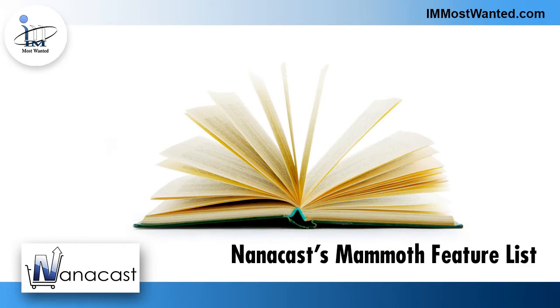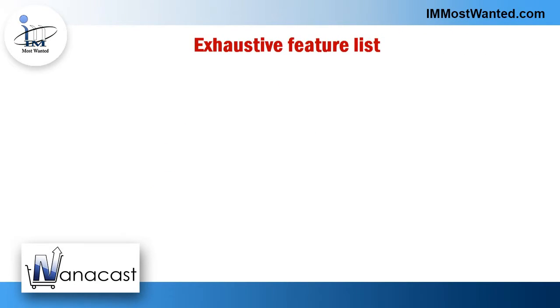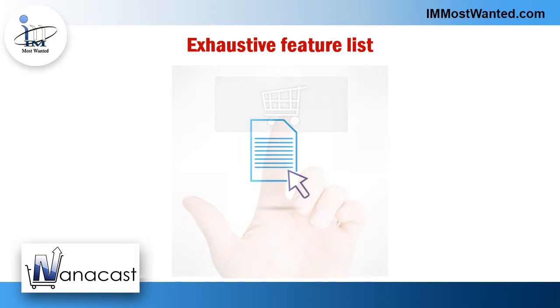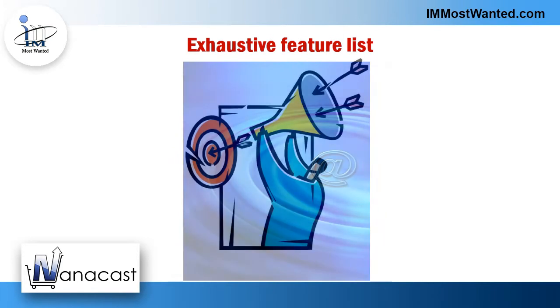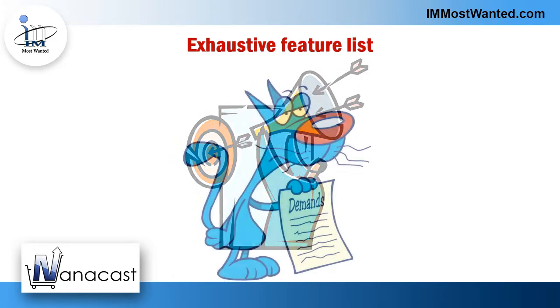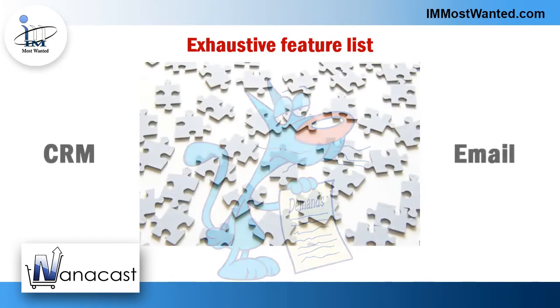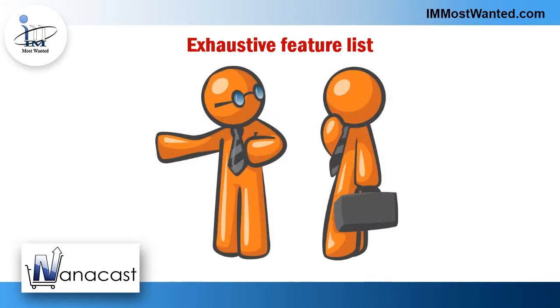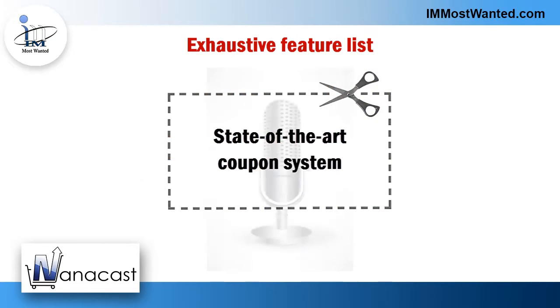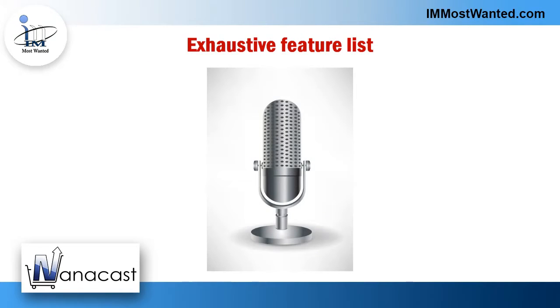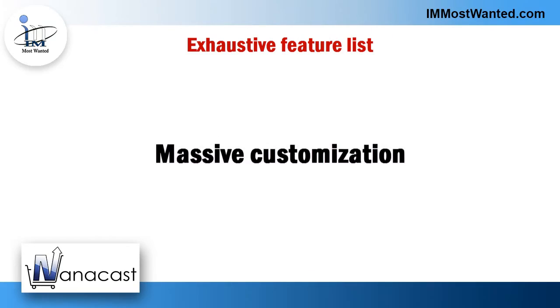Now let's look at Nanacast's mammoth feature list. The list of features in Nanacast is exhaustive and covers the areas of e-commerce automation, membership sites, digital file dripping, sales funnels and upsell, content for on-demand print, CRM and email integration, affiliate management, state-of-the-art coupon system, quality podcasting, etc. Nanacast also provides massive customization opportunities.